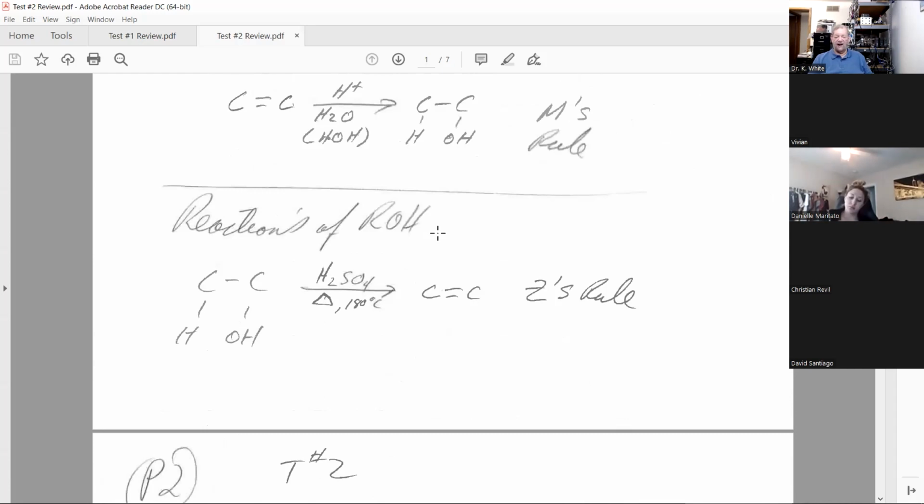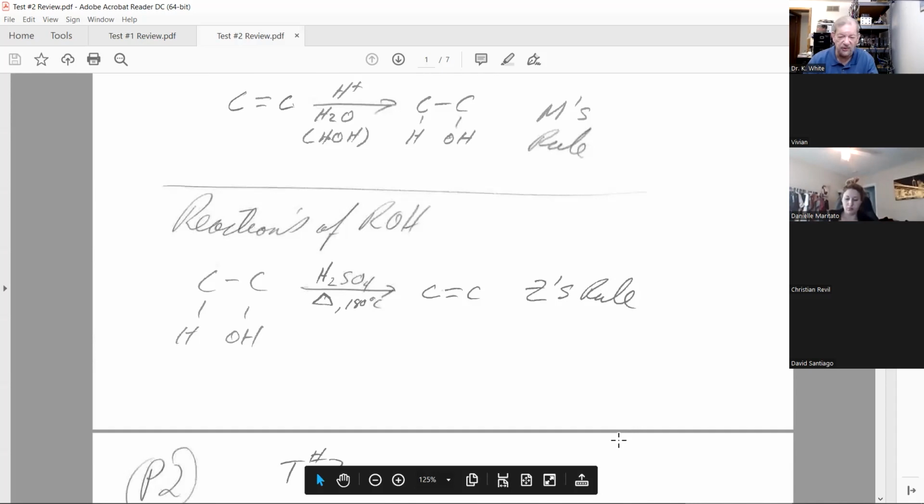Now, probably one of the hardest reactions this semester was the reaction of an alcohol with sulfuric acid, called dehydration of an alcohol. And here you heat it up, that's with the little triangle, and usually I don't put the temperature, but you've got to heat it real high, with sulfuric acid, and you have a carbon with a hydroxyl group, an adjacent carbon, and you lose water, and between those carbons you form a carbon-carbon double bond, and this is called Zaitsev's rule.